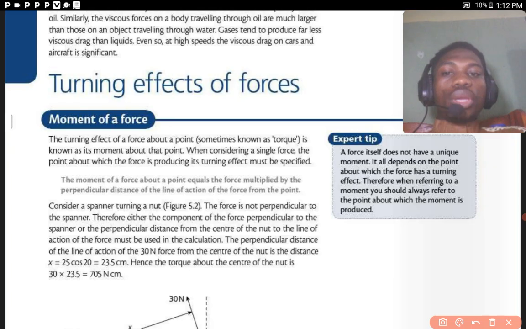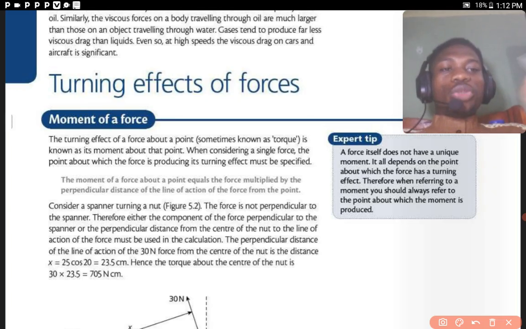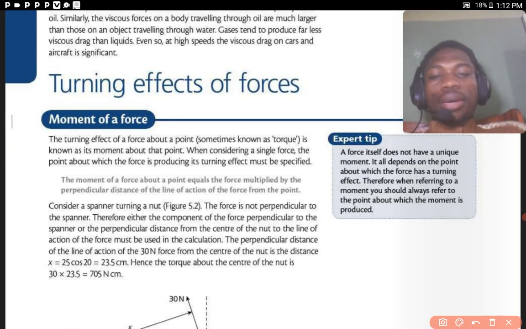The moment of a force about a point is equal to the force multiplied by the perpendicular distance of the line of action of the force from a particular point, which sometimes is referred to as the pivot. Some people call it pivot. I want you to underline some parts of this definition here.